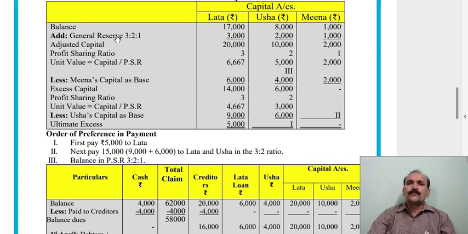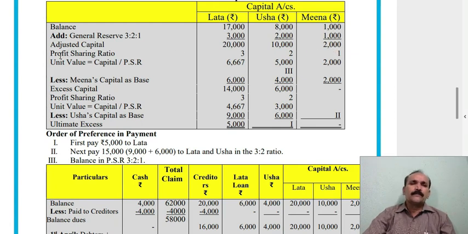Add general reserve. It is given in the balance sheet and is distributed among the partners in 3:2:1 ratio. The amount of general reserve is 6,000; as per ratio, 3,000 for Lata, 2,000 for Usha, 1,000 for Meena. Adjusted capital: Lata's capital 20,000, Usha's capital 10,000 and Meena's capital 2,000.